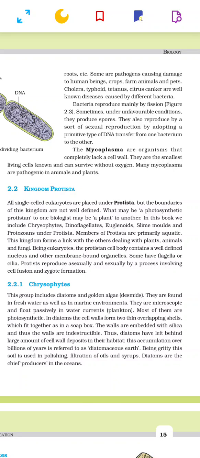In diatoms, the cell walls form two thin overlapping shells which fit together as in a soap box. The walls are embedded with silica and thus the walls are indestructible. Thus, diatoms have left behind a large amount of cell wall deposits in their habitat. This accumulation over billions of years is referred to as diatomaceous earth. Being gritty, this soil is used in polishing and filtration of oils and syrups. Diatoms are the chief producers in the oceans.